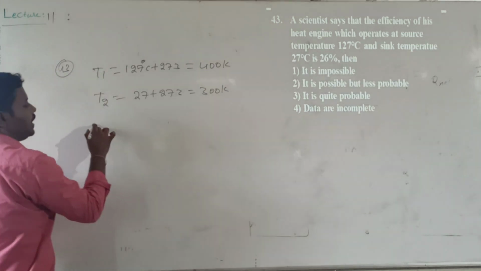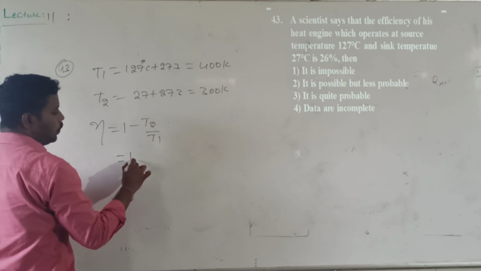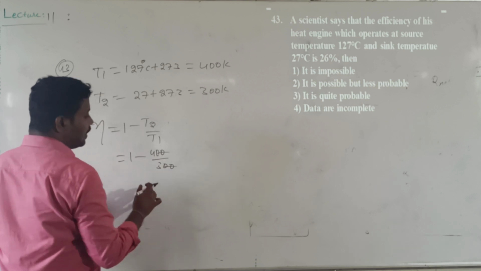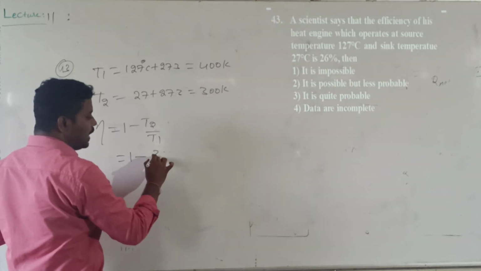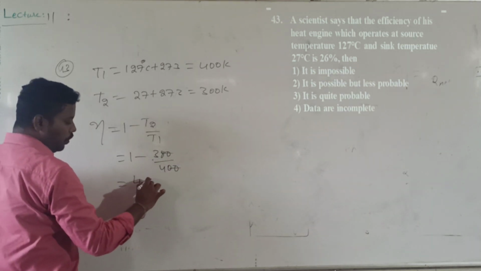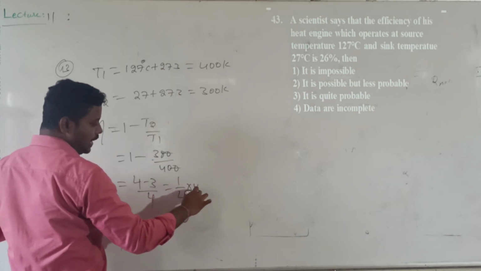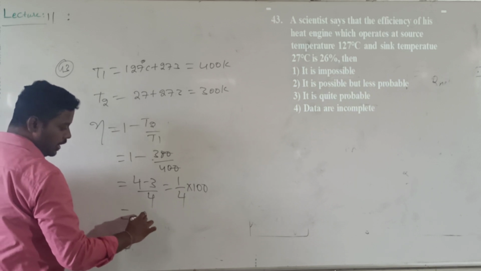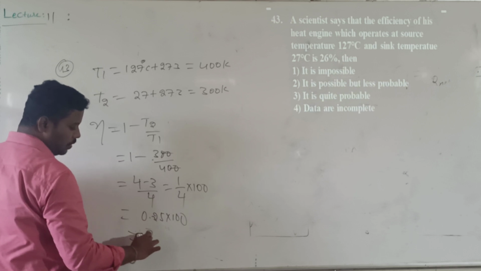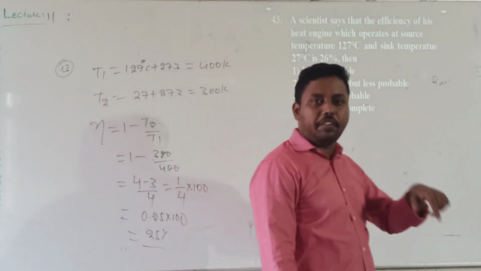How can I calculate efficiency? If it is a Carnot heat engine, 1 minus T2 by T1. So 1 minus 300 by 400, zeros cancel, so 4 minus 3 by 4. What will I get as the answer? 1 by 4. If I want a percentage, multiply by 100: 0.25 into 100. So the answer is 25%. The maximum efficiency of the heat engine will be 25%.